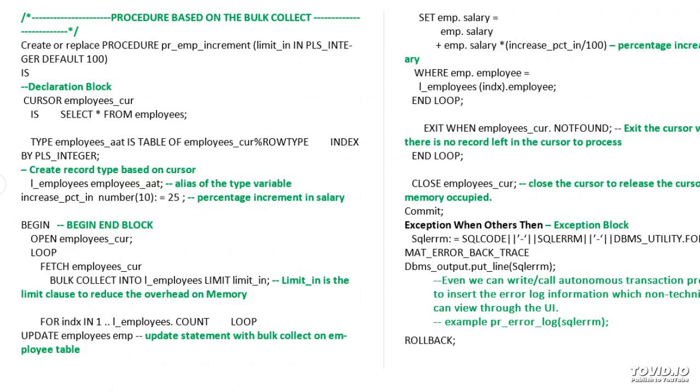After that, in the loop, we are checking the cursor attribute notfound, which is a cursor attribute. So whenever the cursor notfound is true in the loop, it will come out of the loop, and then we are closing the cursor, and if nothing went wrong, then we do a commit, so that the entire transaction is committed.